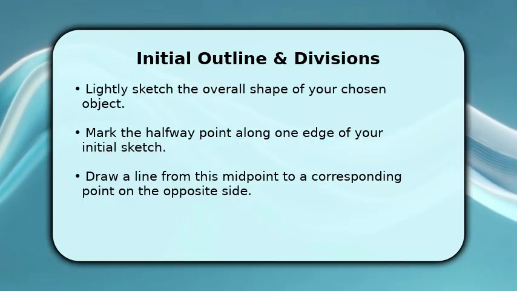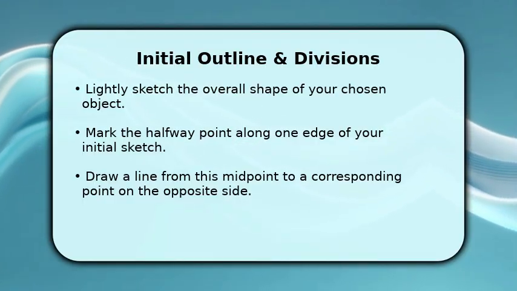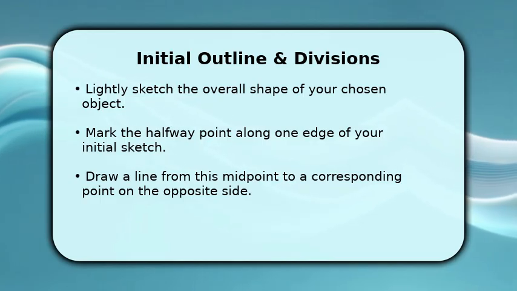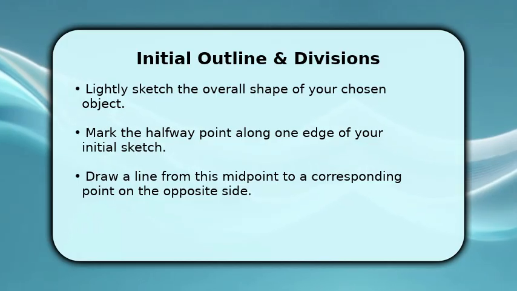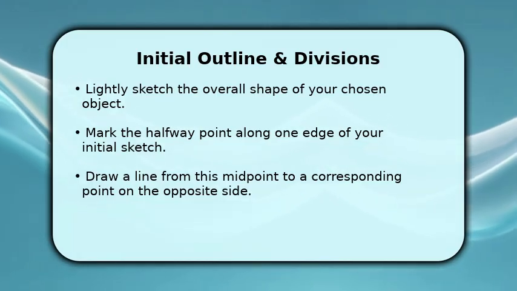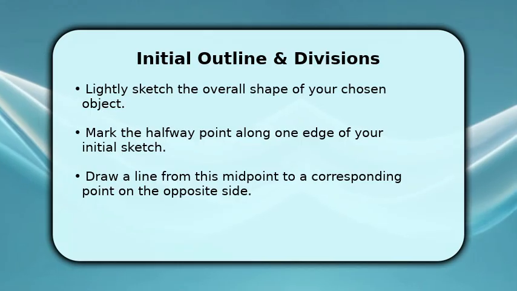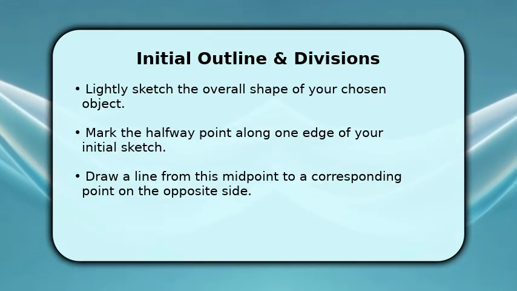Once your basic shape is established, use your ruler to find the exact halfway point along one of its prominent edges. From this precise midpoint, draw a new light line extending across to a corresponding point on the opposite side of your object. This creates your first significant division.